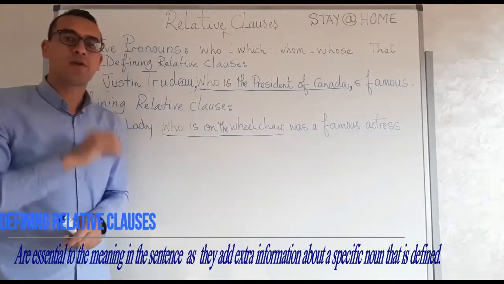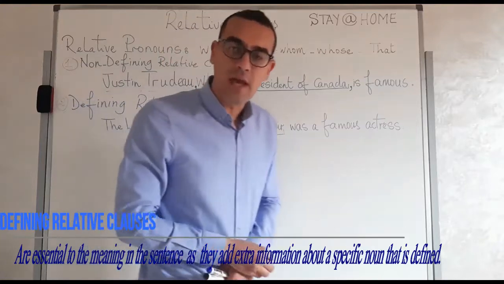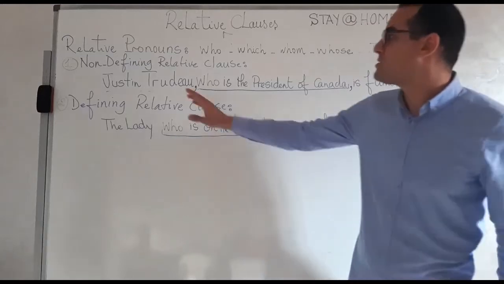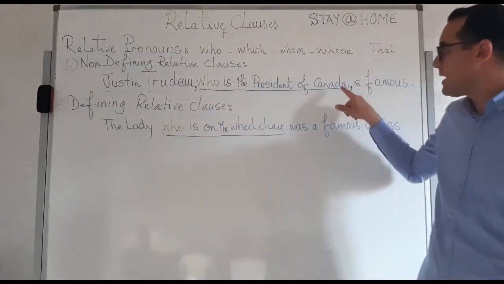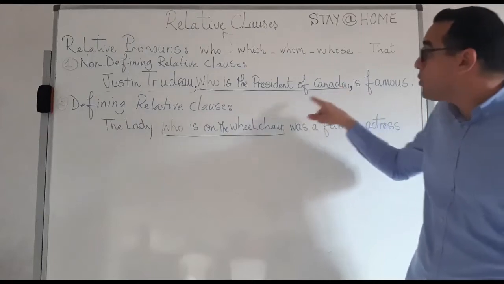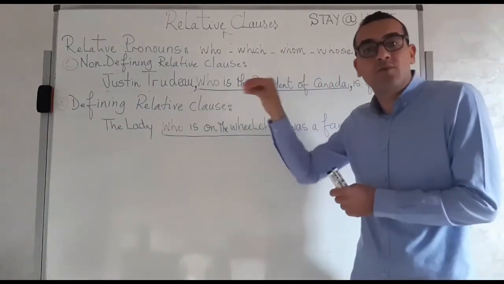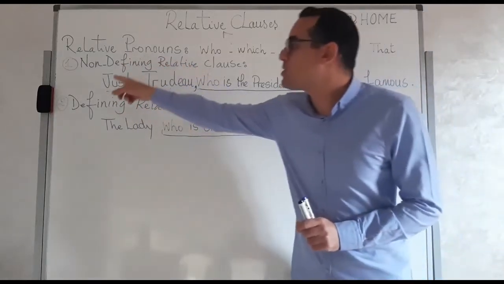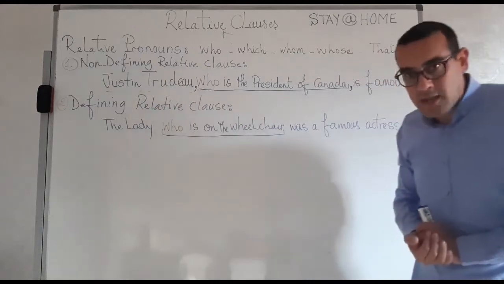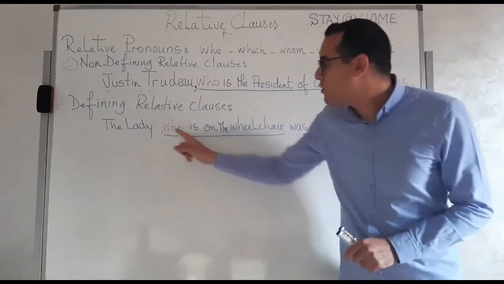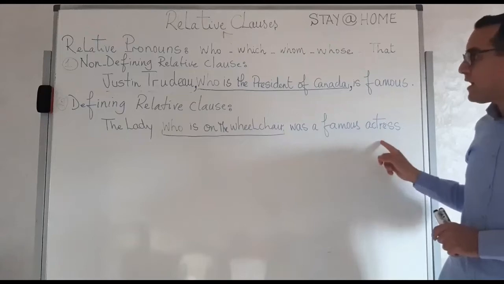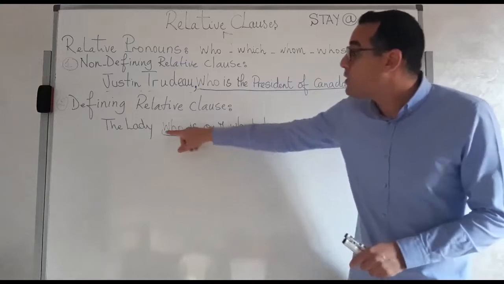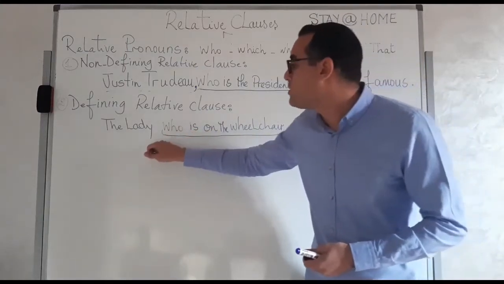This is why relative clauses are important to study, and this is why we need to learn them very well. Justin Trudeau, who is the president of Canada, is famous. Who is the president of Canada is just additional information, because we already defined the person with his name. In the second sentence, the lady who is on the wheelchair was a famous actress. The lady here is not defined, so we need to add some extra information which will define the lady.